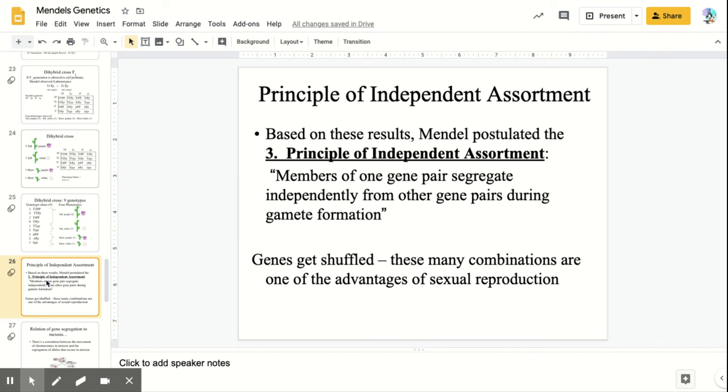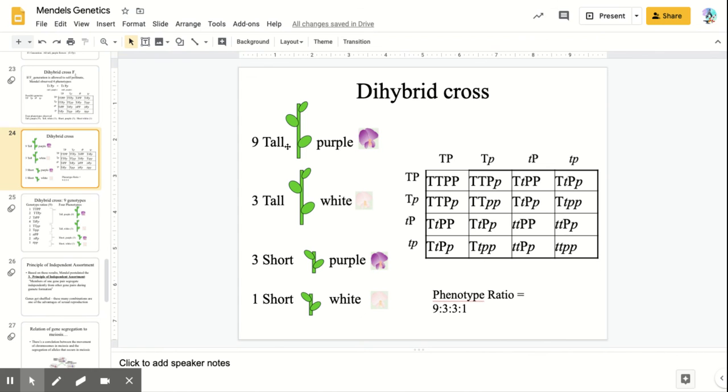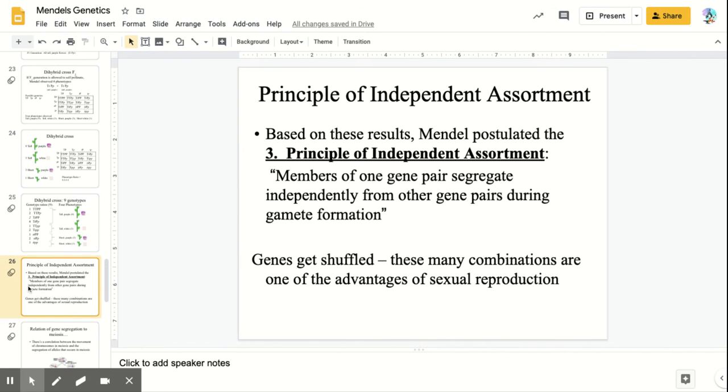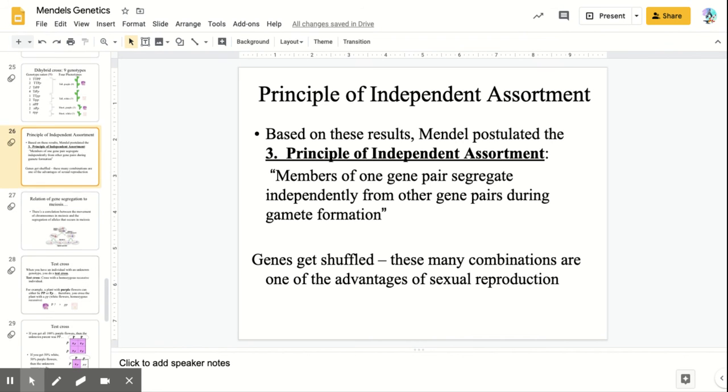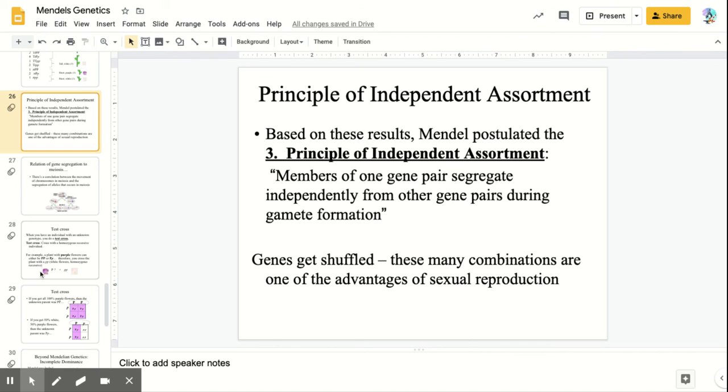That basically means that it doesn't matter if you have purple or tall, white, short, all of these gametes, all of these genes sort separately. So it doesn't matter what chromosome goes where, it's an equal chance that they will move around.